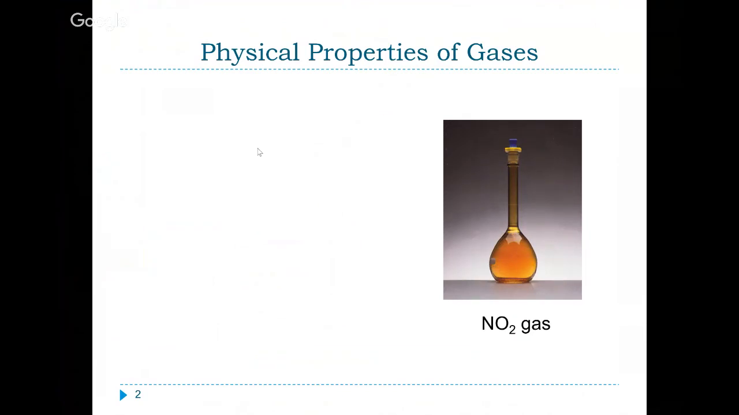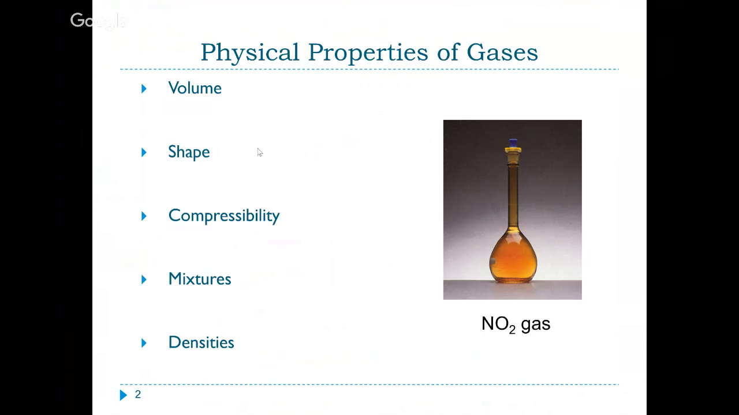So let's just review what some typical physical properties are of gases. In terms of volume, a gas is going to take on the volume of the container as well as the shape of the container that it's in. Gases are highly compressible because the distance between gas molecules is so large. So that means that you can fit them into a smaller space by decreasing the volume, which would increase the pressure. Mixtures of gases will always be homogeneous.